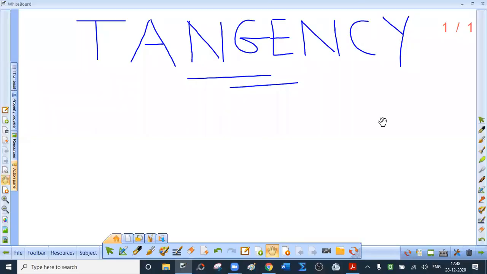Now we are going to discuss an important part, that is tangency. Though we are interested in tangent to circle, we will consider tangency in general, that is tangent to any curve. So I will not use the word circle. I will say tangent to a curve. Okay. Now how is a tangent defined? Tangent is defined as the limiting position of secant.